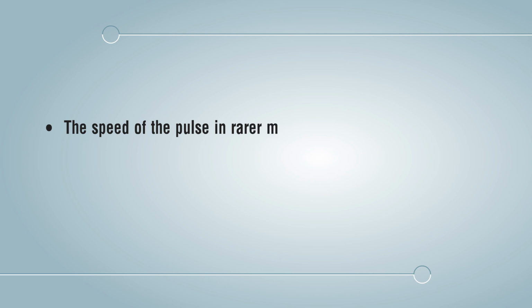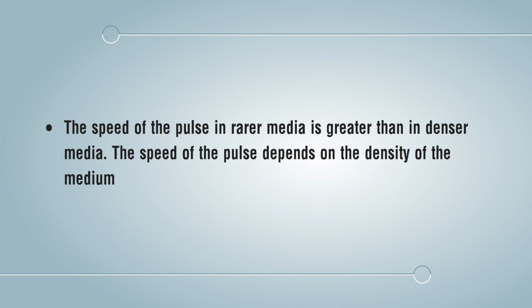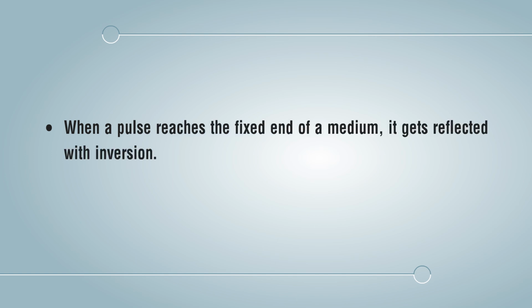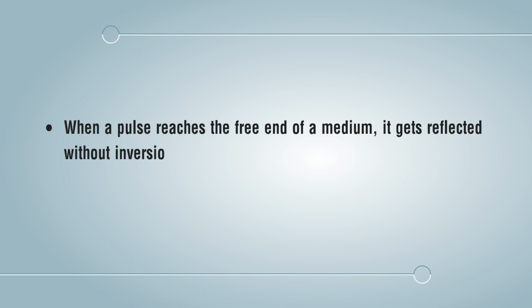Conclusion: the speed of the pulse in rarer medium is greater than in denser medium. The speed of the pulse depends on the density of the medium through which it travels. When a pulse reaches the fixed end of a medium, it gets reflected with inversion. When a pulse reaches the free end of a medium, it gets reflected without inversion.